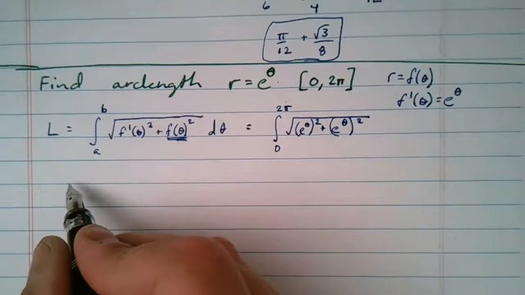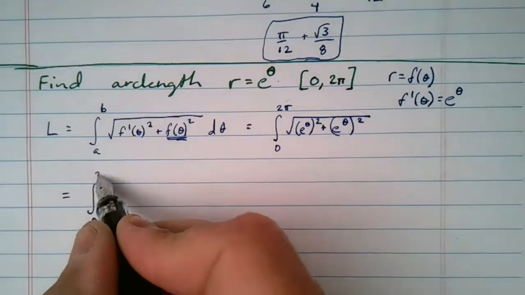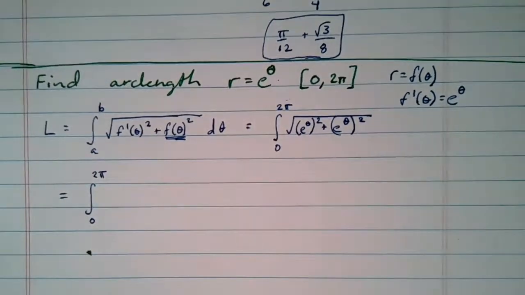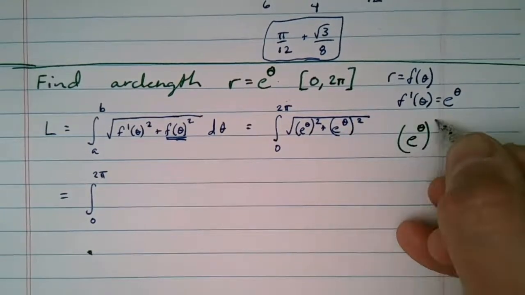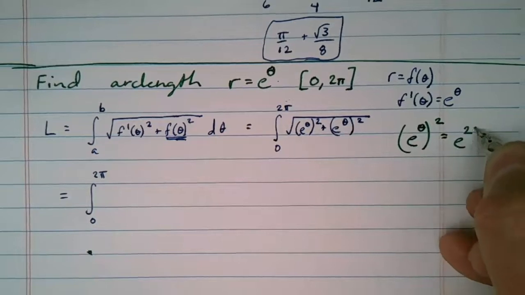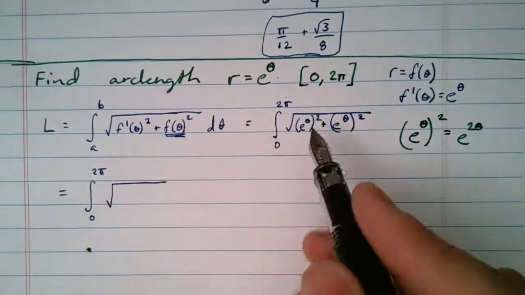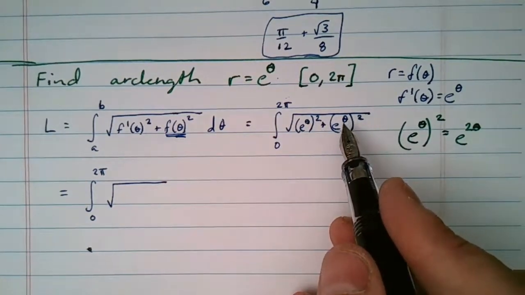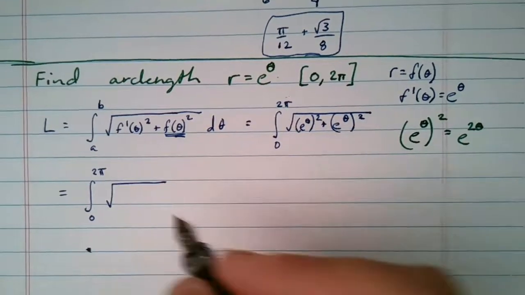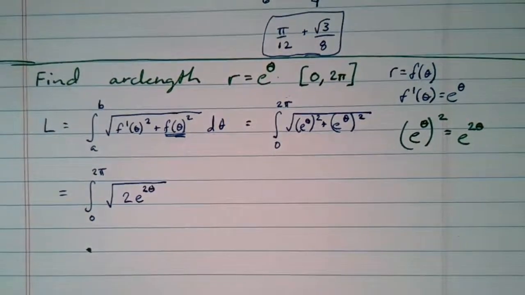That is equal to, let me come down here and keep this going, the integral from 0 to 2 pi. Now, I want to give you a quick note. E to the theta squared is equal to e to the 2 theta. So I get e to the 2 theta plus e to the 2 theta. Fair enough? Which is 2e to the 2 theta.